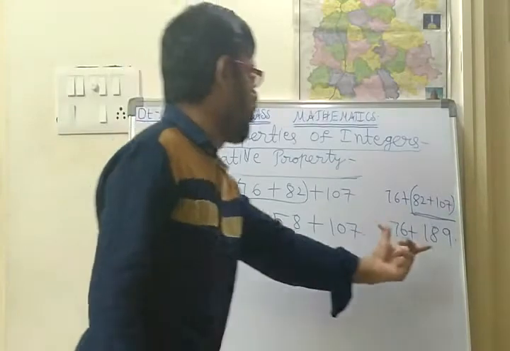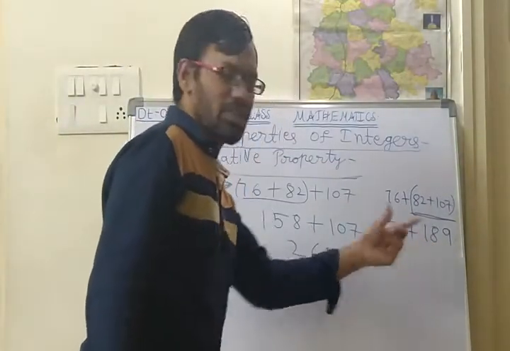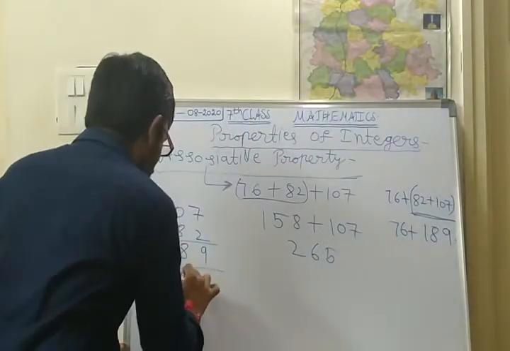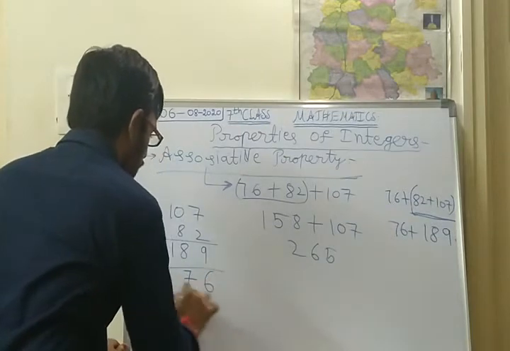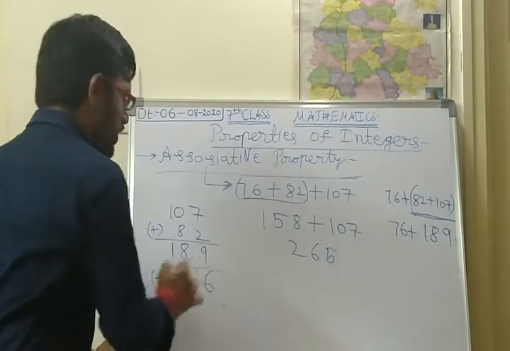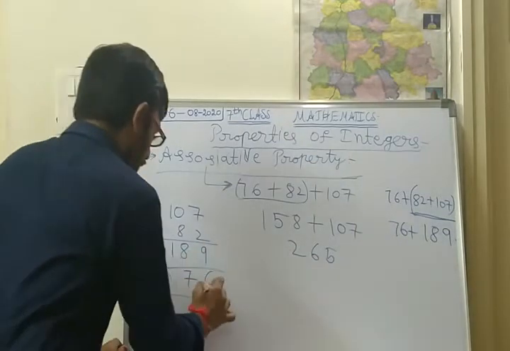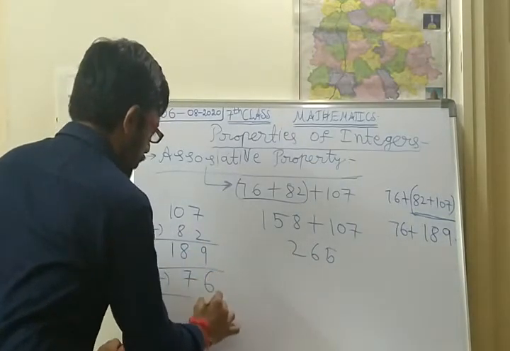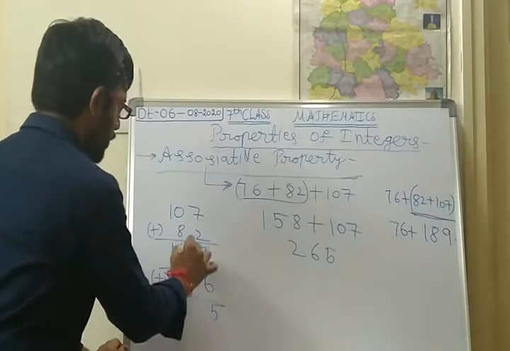189. Now we have to add these two. 189 plus 76. So what is 189 plus 76? So here only I am writing. So 9 plus 6. So what is 9 plus 6? So 9 plus 6 is 15.